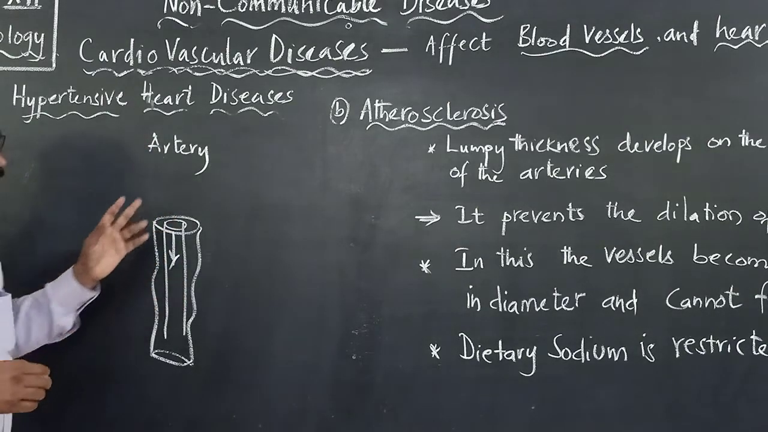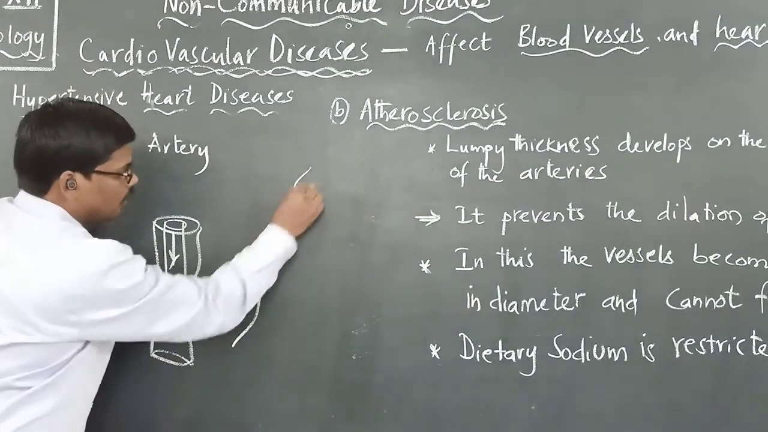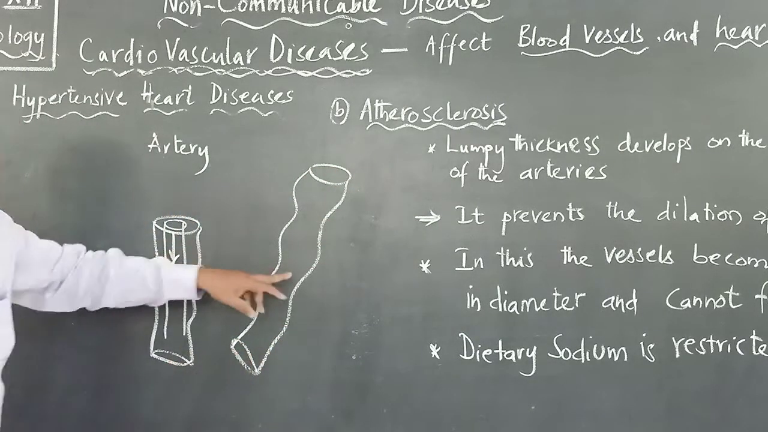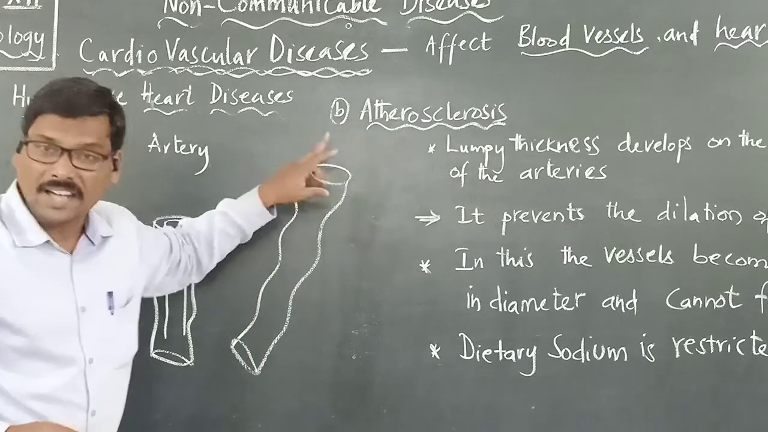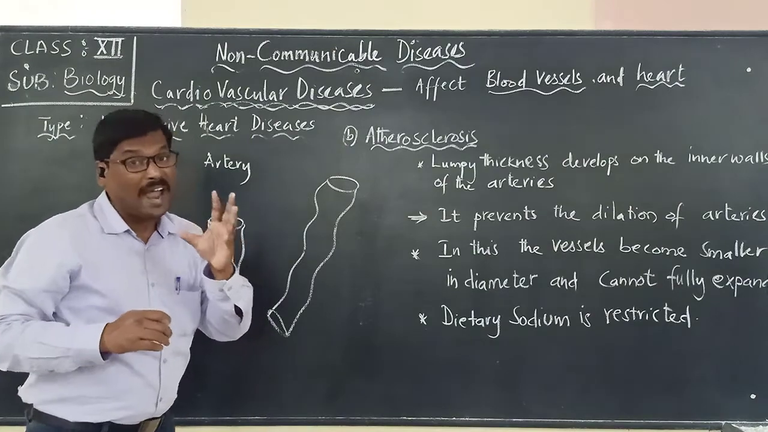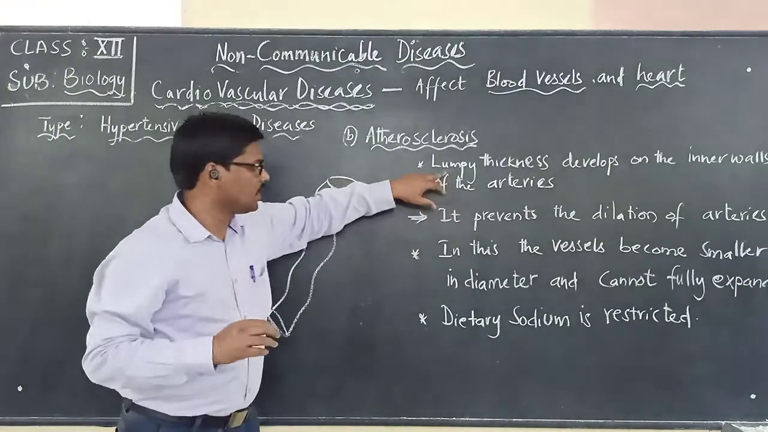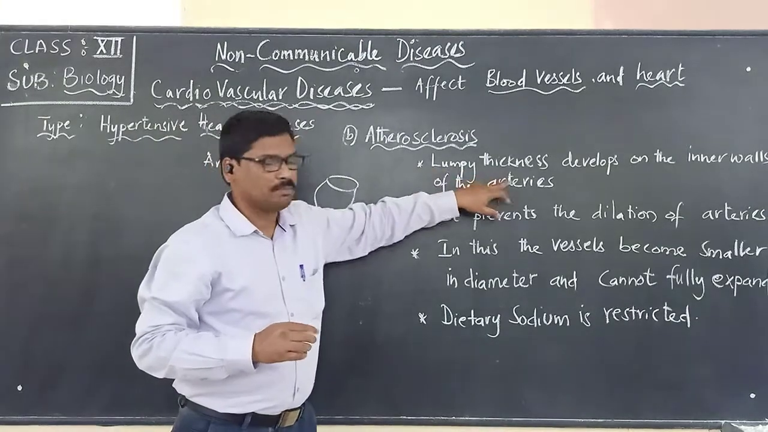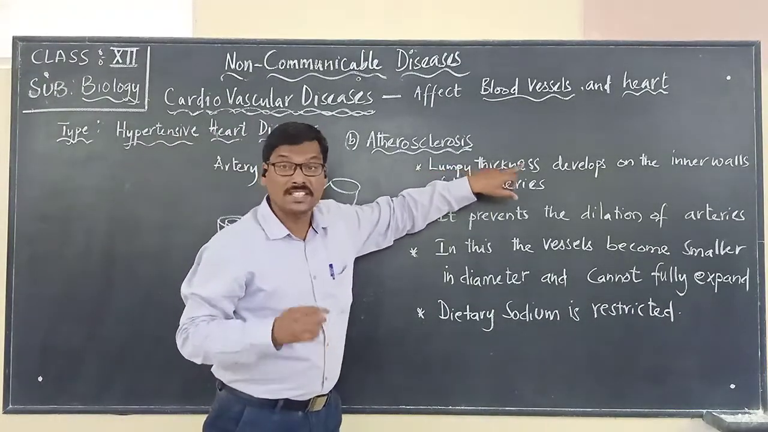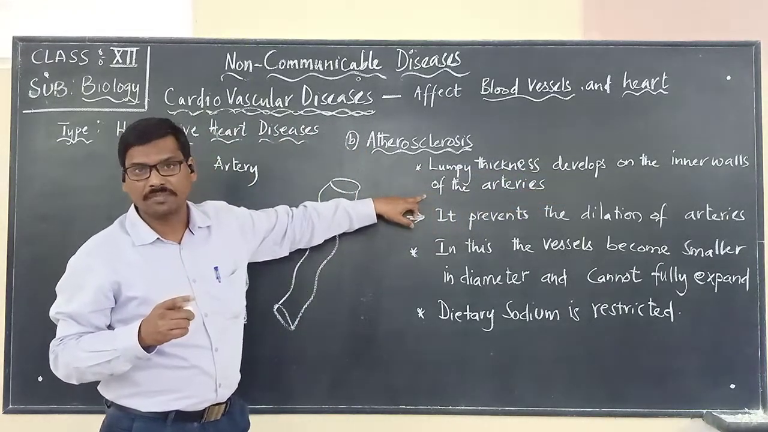But here, in case of atherosclerosis, there will be the formation of fat deposition inside the inner walls of the arteries. Which means, in a correct sentence, lumpy thickness means thickness is increasing now in the arteries. Lumpy thickness develops on the inner walls of the arteries.